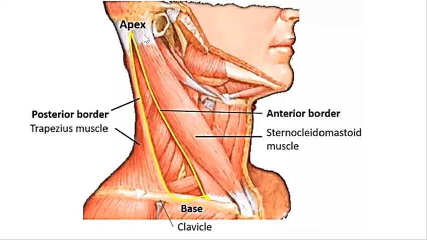Posteriorly, the anterior triangle of the neck is bounded by the anterior border of the sternocleidomastoid. So this is the sternocleidomastoid muscle, its anterior border. Anterior to this we have the anterior triangle. So the triangle's posterior boundary would be formed by this border.